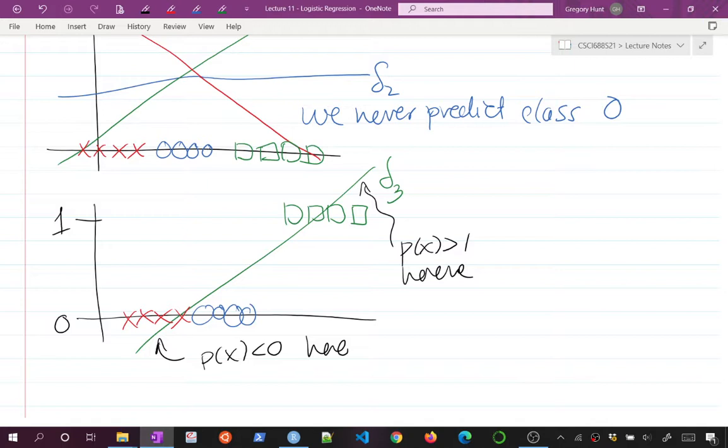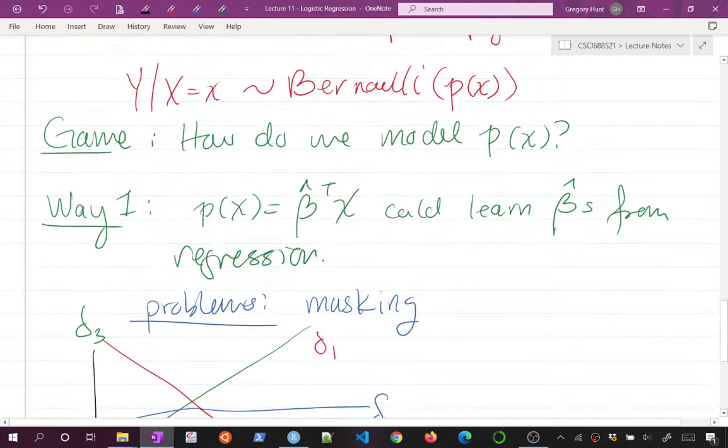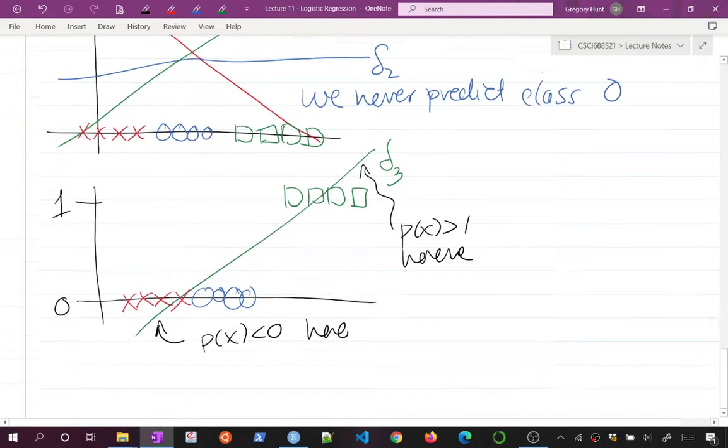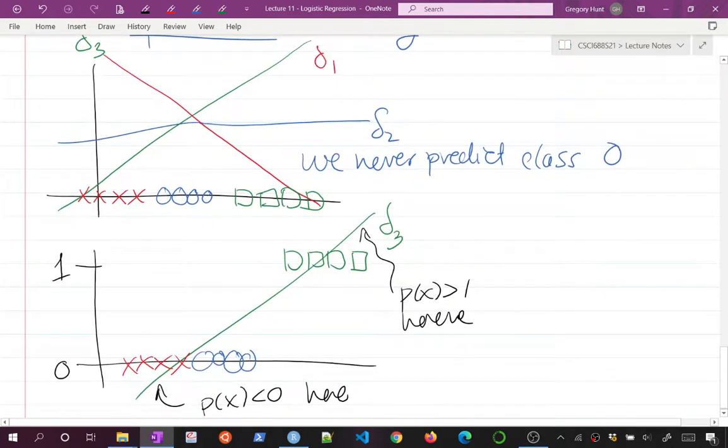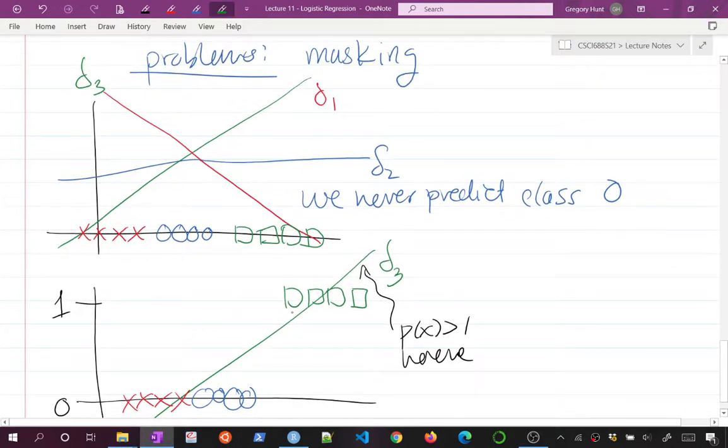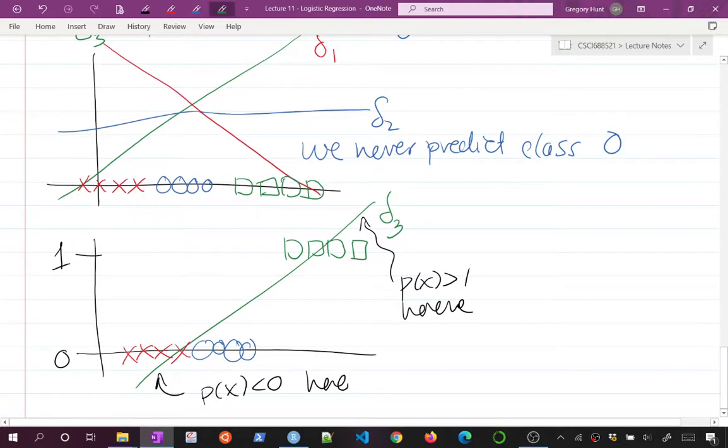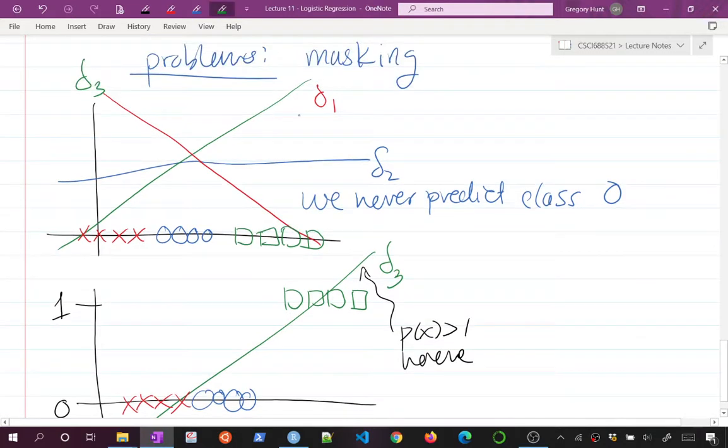But the point holds. It's a weird way of modeling a probability, and the reason you get masking is because these things can kind of grow unbounded. They're not bounded between 0 and 1. In this generic problem we're setting up, we're supposedly modeling this probability, and because it's linear everywhere and not bounded between 0 and 1, it can lead to these masking problems here.